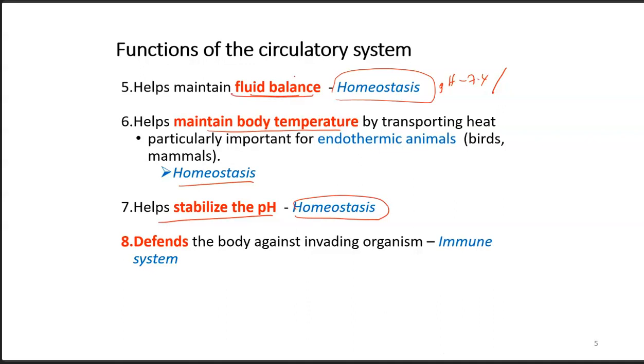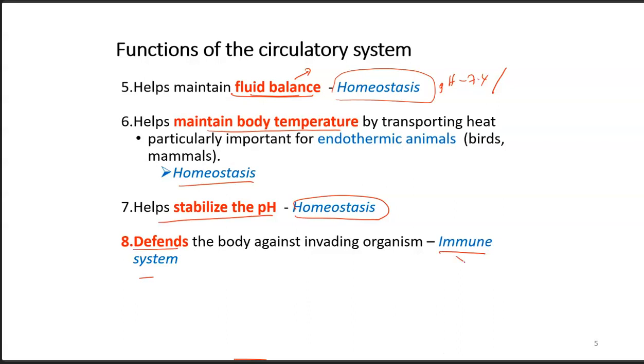Fluid balance, this one involves osmoregulation. Osmoregulation relates to the formation of urine, the function of the kidney, to maintain fluid balance in your body. And then lastly, the circulatory system is also related to the immune system.